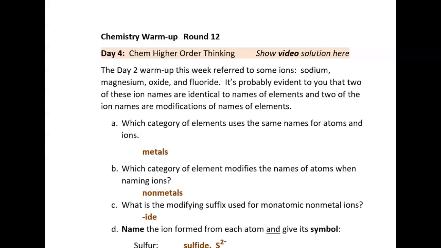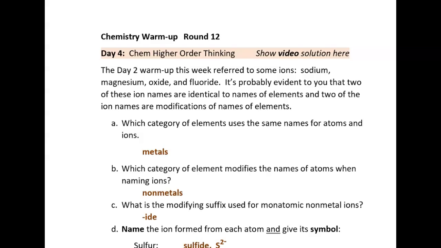In the day 2 warm-up from this week, we saw some ions: sodium, magnesium, oxide, and fluoride. It's probably evident to you that 2 of these ion names are identical to names of elements, and 2 of the ion names are modifications of names of elements. Question A, which category of elements uses the same names for atoms and ions? That would be metals. The specific examples from day 2 were sodium and magnesium.